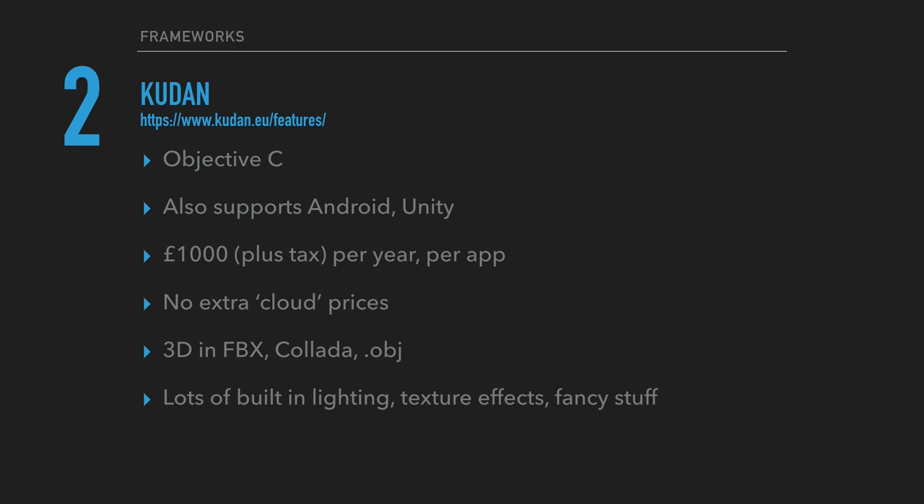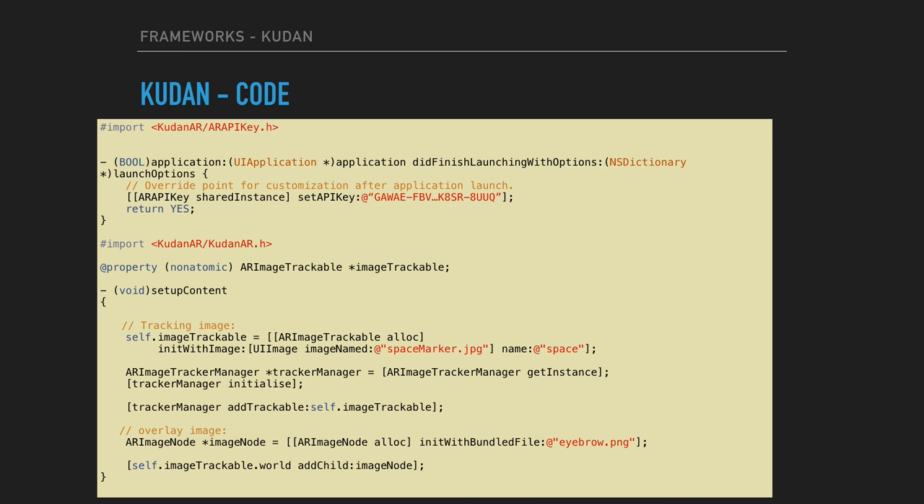This one didn't have any extra prices for cloud stuff. Some of the other ones charge you a monthly fee to use their cloud. You can give it all sorts of different 3D models and 2D stuff. So again, the code is pretty simple. We set up a license key. We tell it what we want to track and what we want to stick on top with the tracking, and go. That's it.